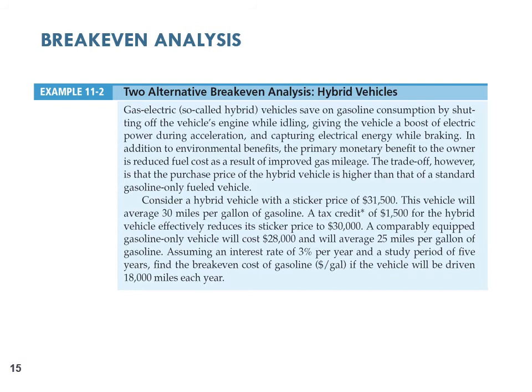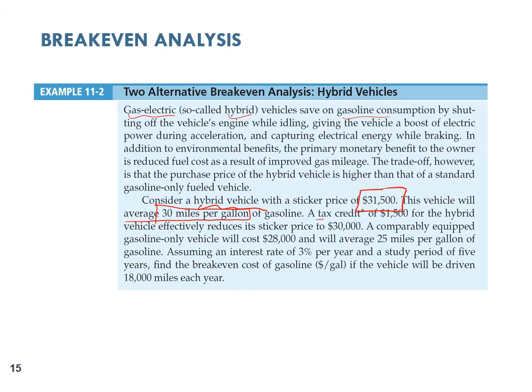Another example is this one. So you want to buy, let's say, a car. The gas, electric, or hybrid vehicles, you can have these cars, and they have some savings due to using electricity. They have savings over gasoline. Okay, so assume that there is a hybrid vehicle with a price of $31,500, and per gallon, you can travel 30 miles with this car.